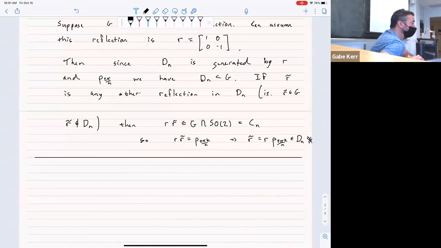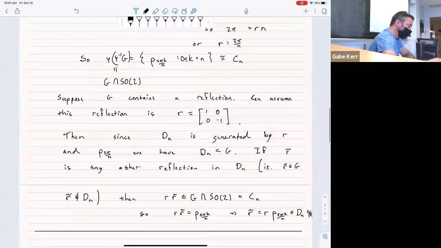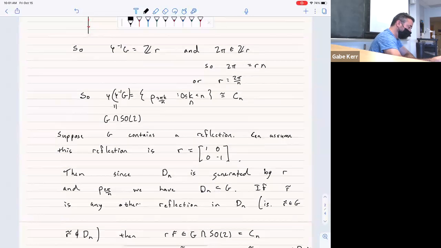Yes, go ahead. Does k have to be an integer? k is an integer, yes. Okay, yes, sorry, thank you. That's just an integer.